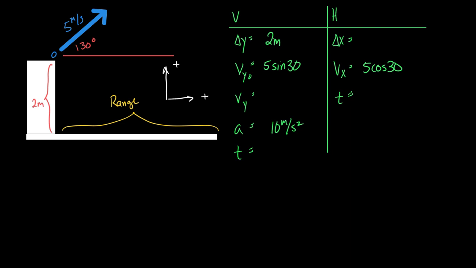I'm choosing direction. I'm saying up is positive. That means the object landed 2 meters below where it started, so I have to make that negative. But it was fired upwards. I have to make that positive. But gravity is pulling it downwards. I have to make that negative. And it was fired to the side in the positive direction. I'm going to make that positive.